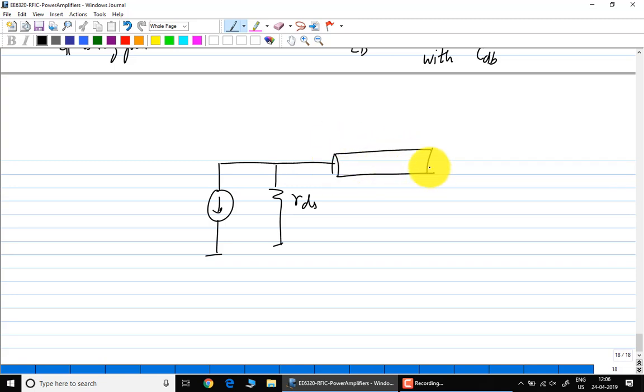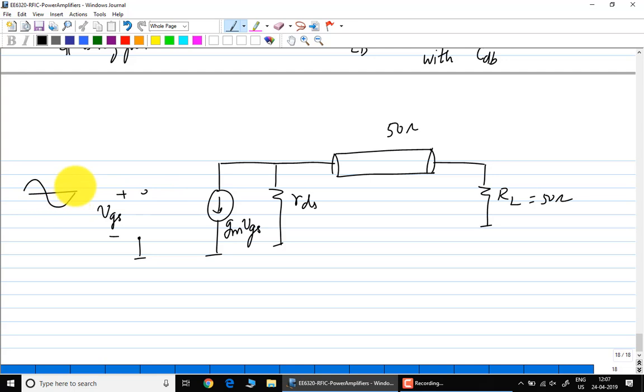Now let us say I don't put RL. What is going to happen? Of course I'm still going to put a 50 ohm transmission line, and this is 50 ohms. This is GM times VGS. What is going to happen? So of course I put in a signal at the gate, correct? The current coming out is going to be in phase with that signal, GM times that signal. It is going to try to split, of course, between RDS and 50 ohms. What is going to happen?